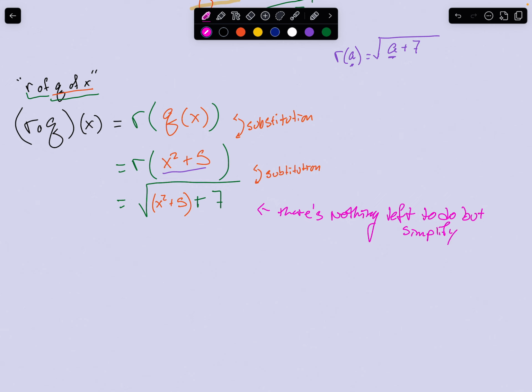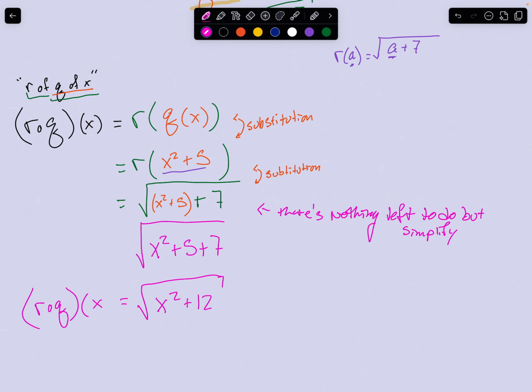And so now it's just simplifying. All right, well, if I simplify, I can drop those parentheses. So x squared plus 5 plus 7, or the square root of x squared plus 12. And so this is r of q of x. So we have a new function. It's not r, it's not q, it's r of q of x.